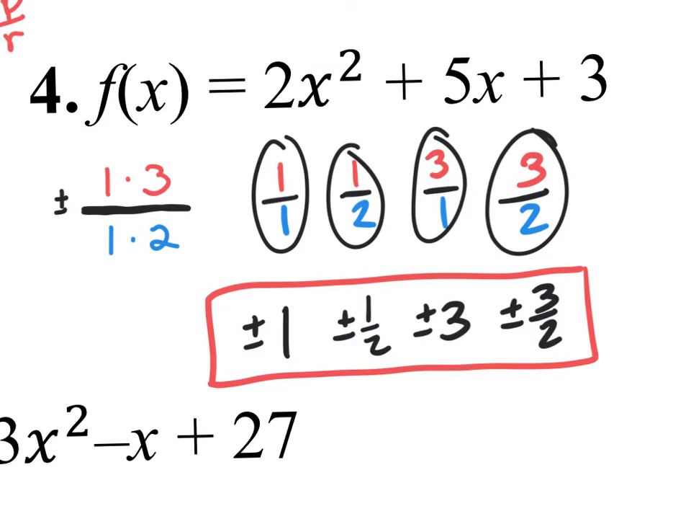Why 8? Because not only do we have 1, but we have positive 1 and negative 1. Positive 1 might be an answer. Negative 1 might be an answer. Positive 1/2 might be an answer. Negative 1/2 might be an answer. And what should we do? We should plug them in with synthetic substitution to see which one gives us 0 as a remainder. That way we'll know, oh, that one's an answer. If you plug in 1 and it doesn't give you 0 as a remainder, then 1 is not an answer. If you plug in negative 1 and it does give you 0 as a remainder, then you know that negative 1 is a solution.